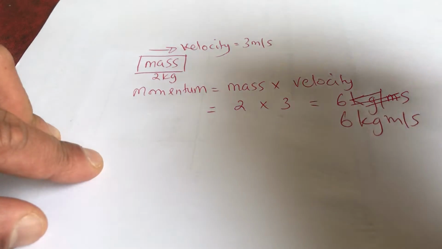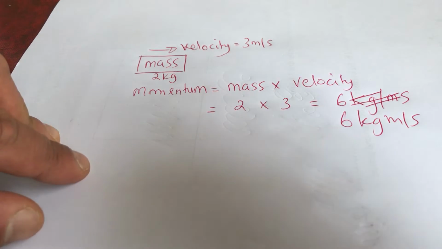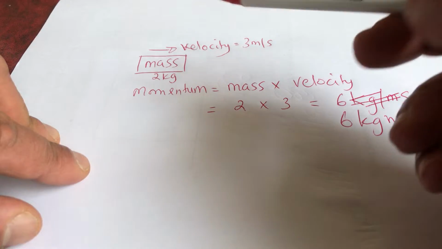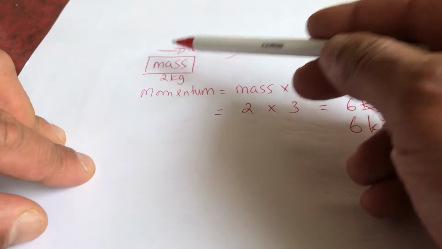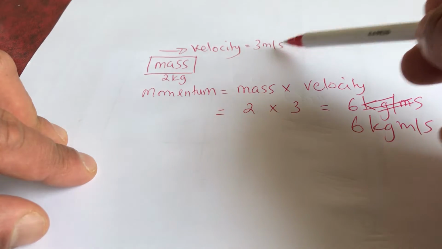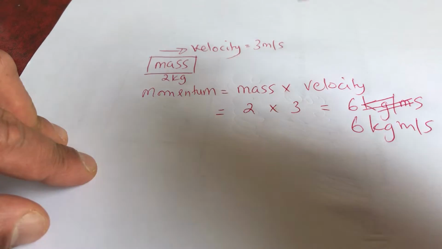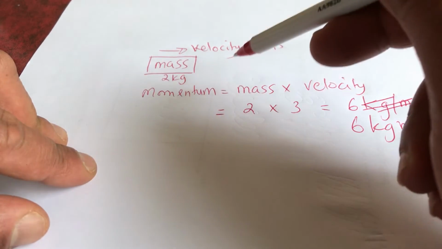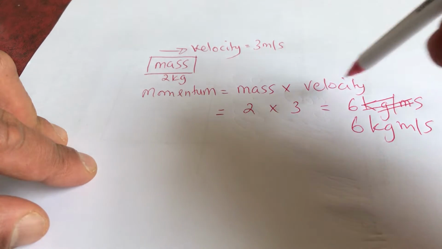Hello, this is clip number 2 looking at momentum at GCSE AQA for higher tier, triple science. Last lesson we looked at an object of mass 2 kilograms with a velocity of 3 meters per second. What we looked at last lesson was that momentum can be calculated by mass times velocity.